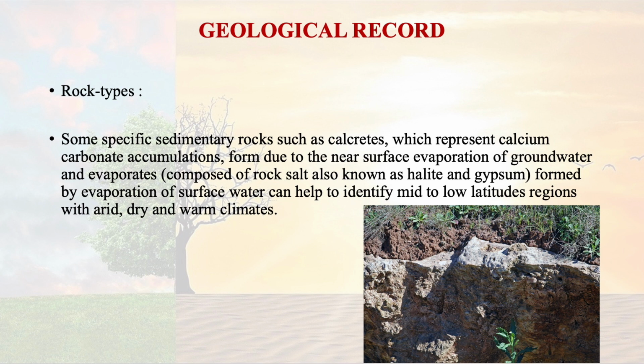What does it mean? It means that the climatic condition then was dry in nature, a warm, arid climate. Under that climatic condition, you'll find a lot of evaporation, and because of this evaporation, rock types like calcretes and evaporites will be formed.